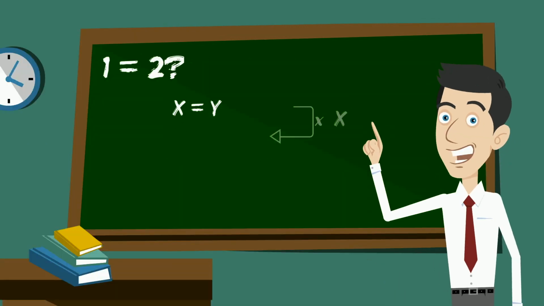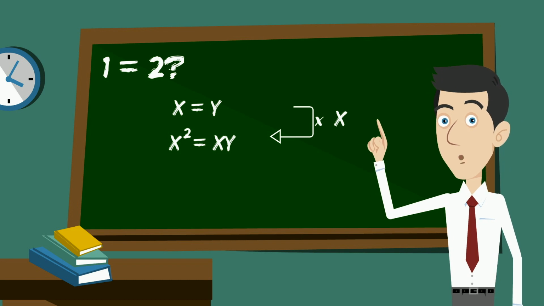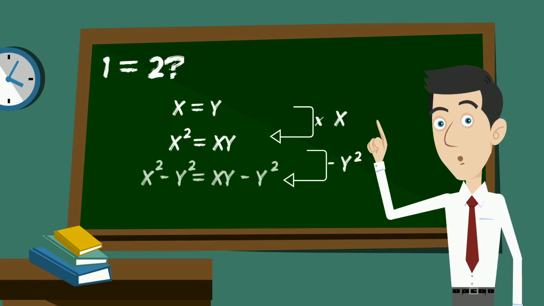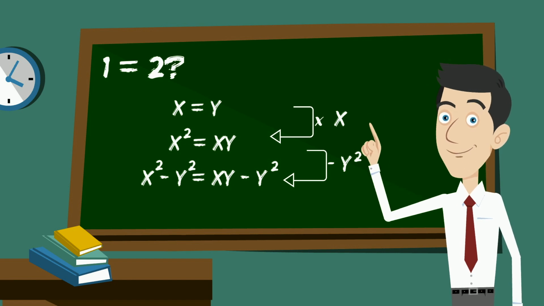We can multiply both sides with another x, so the left hand side of the equation becomes x squared and the right hand side becomes xy. We then take out y squared from both sides. Now left hand side is x squared minus y squared and right hand side is xy minus y squared.